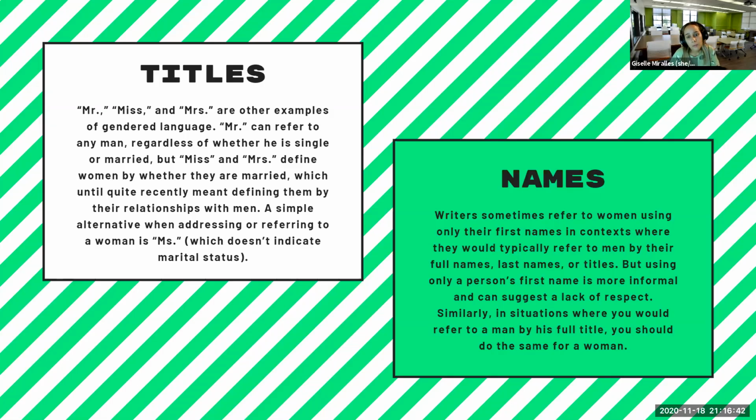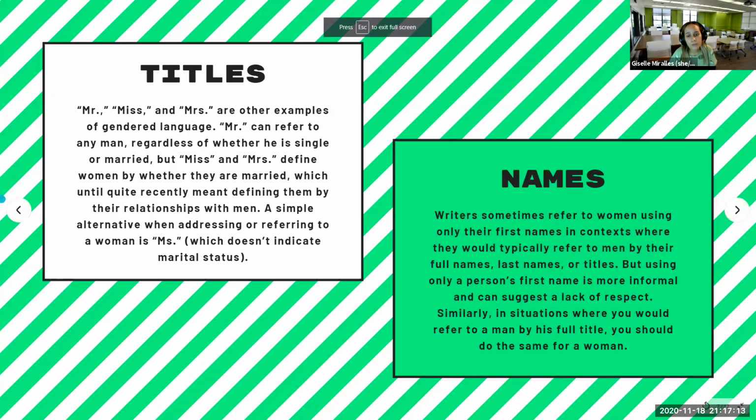Another place where gendered language shows itself is in names. Writers sometimes refer to women using only their first names in contexts where they would typically refer to men by their full names, including last names and titles. Using only a person's first name is more informal and it can suggest a lack of respect. So, in situations where you would refer to a man by his full title, you should also do the same for a woman or a non binary person.